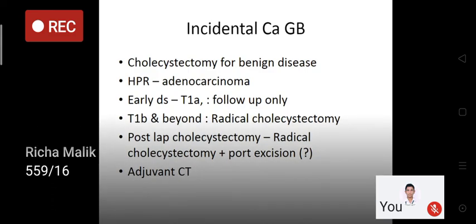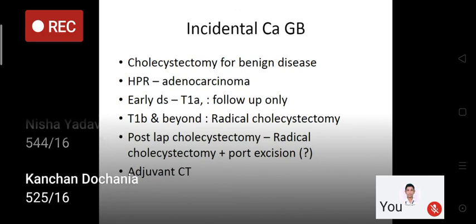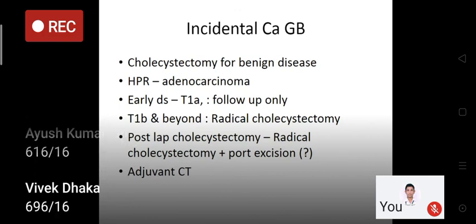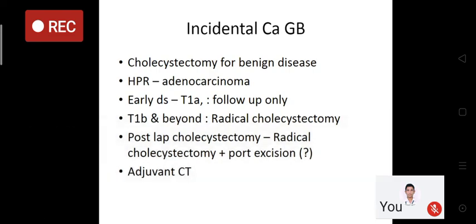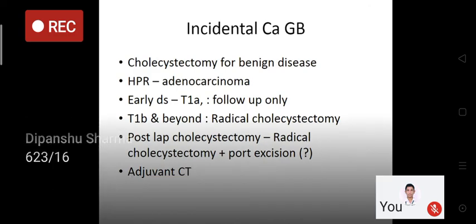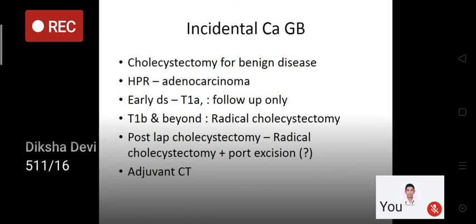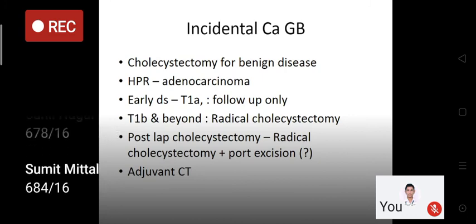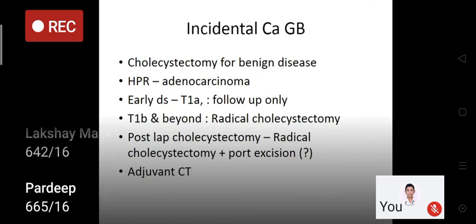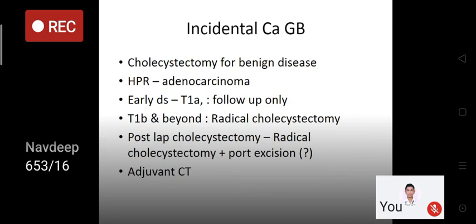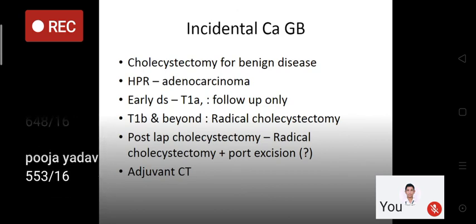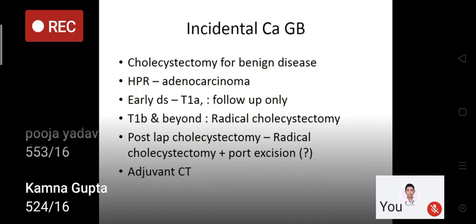One more question comes up where the cholecystectomy has been done by a laparoscopic method. In that case, if you extract the gallbladder through one of the ports, that port site may have some tumor cells. If we know the gallbladder was retrieved without an endobag through that particular port, we need excision of that port as well, followed by adjuvant chemotherapy in all cases which have been operated on previously.